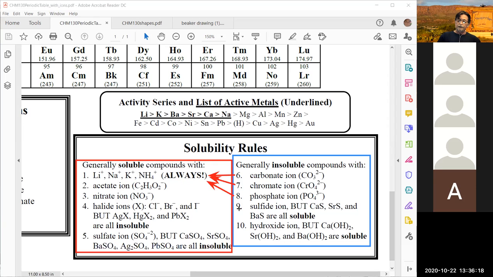The same is true with the sulfide. Normally, all the sulfides are insoluble, except those 4, and if it's bonded to calcium, strontium, or barium. Okay, so there are only 7 examples of sulfide compounds that are soluble. All the other 10 zillion examples of sulfide compounds are insoluble in aqueous solutions.